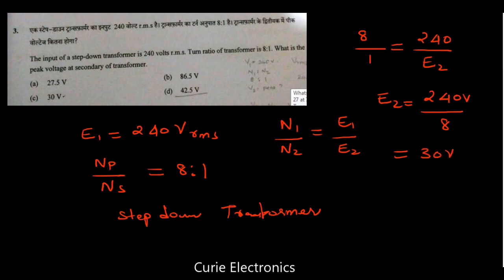What is this 30 volt? This is the RMS value. If you want to convert the RMS value to peak, he's asking peak voltage, V peak, what do you do? You have to multiply by root 2. Root 2 multiplied by 30 volt, what do you get? We should get 42.5 volt.